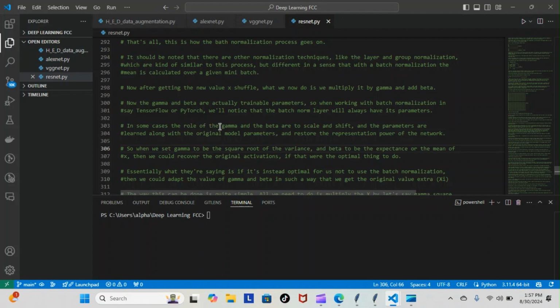The role of gamma and beta is to scale and shift, and the parameters are learned along with the original model parameters and restore the representation power of the network. So when we set gamma to be the square root of the variance and beta to be the expectation, or the mean of x, then we can recover the original activations. Essentially, if it's optimal for us not to use batch normalization, then we could adapt the values of gamma and beta in such a way that we get the original value x.